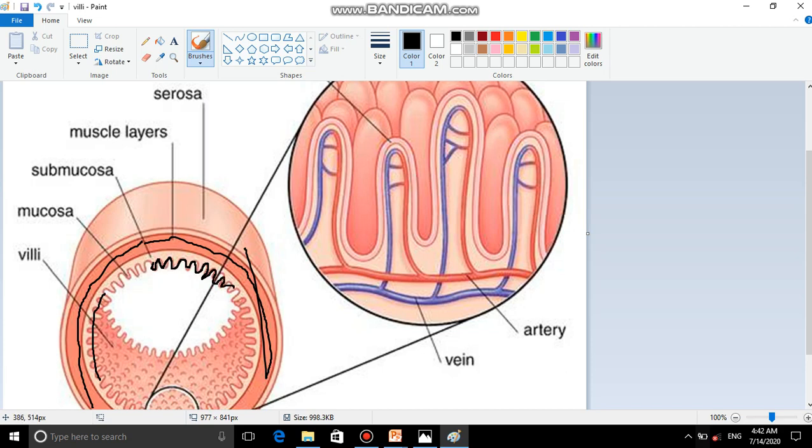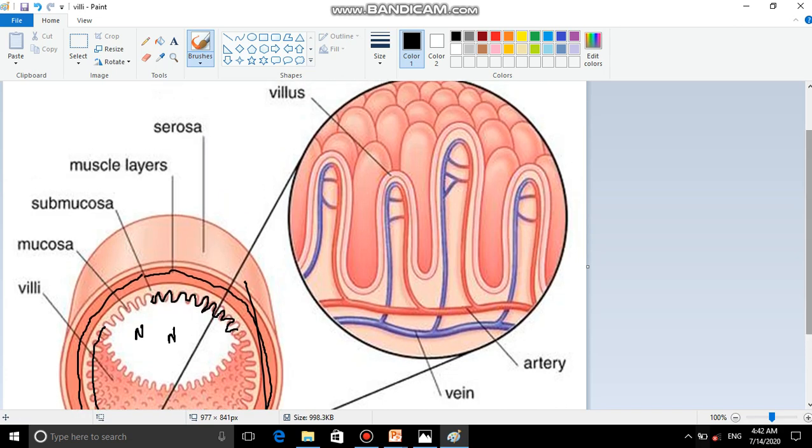Why is this modification required? This is required to increase surface area for absorption. And then all the nutrients, they are lying here in the lumen. So what happens? I am enlarging it here. All the nutrients from the lumen of small intestine, they enter villi like this.